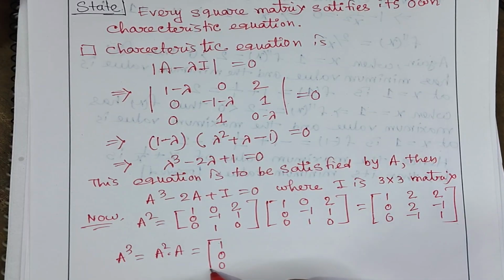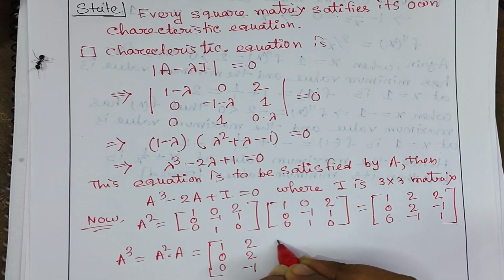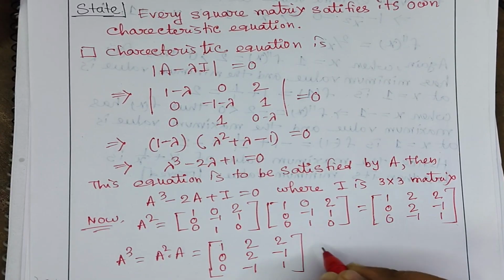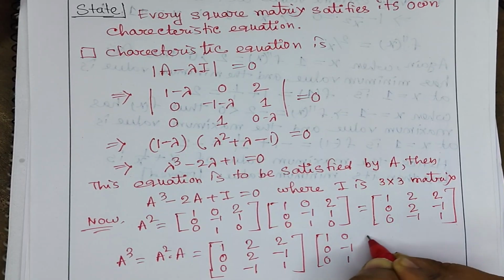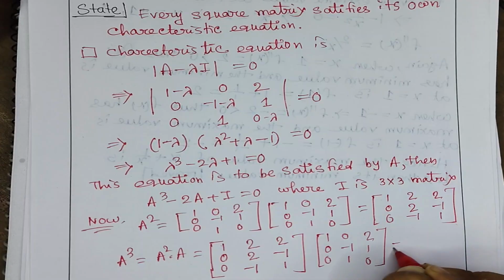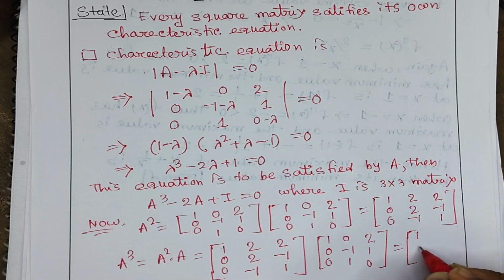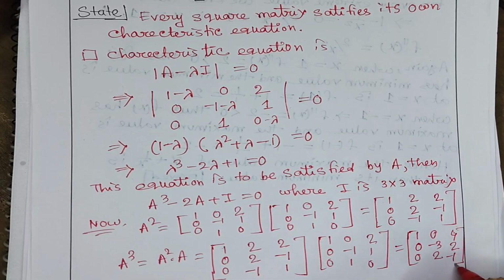A² is [1 0 0; 2 2 -1; 2 -1 1] times [1 0 0; 0 -1 1; 2 1 0]. And after multiplying that we can easily get the value [1 0 0; 0 -3 2; 4 2 -1].